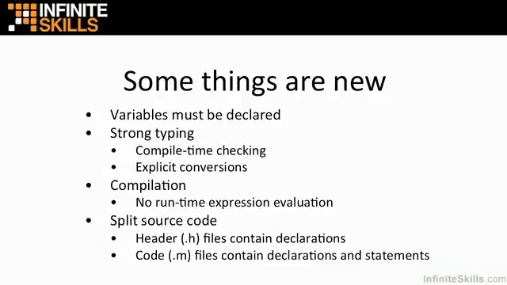And some things are new. First up, all variables must be declared. Second, strong typing is enforced. You get compile time checking, which can sometimes save you hours and hours of time, but it also means you have to do explicit conversions. No longer can you simply use a string that contains numeric characters where you mean a number. If you have a string containing numeric characters, you must explicitly convert it into some numerical form before you can do computation with it. All code in iOS is compiled. This means you don't get any runtime expression evaluation.